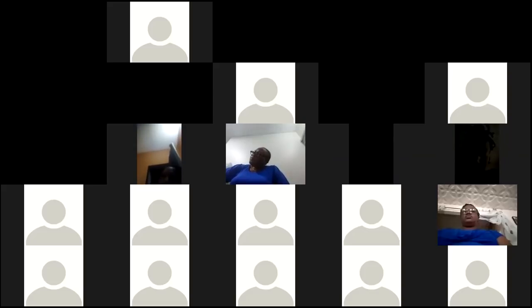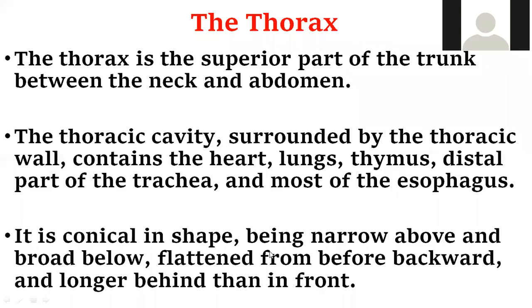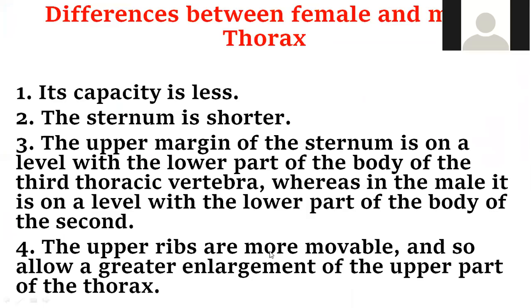So each rib is spongy, and the interior contains bone marrow. The interior aspect of it contains bone marrow, and this helps in hematopoiesis, that is, the formation of red blood cells. Each rib posteriorly articulates with the body of its corresponding thoracic vertebra.